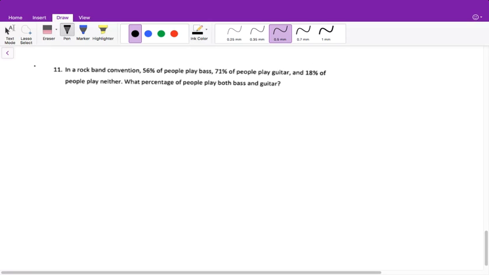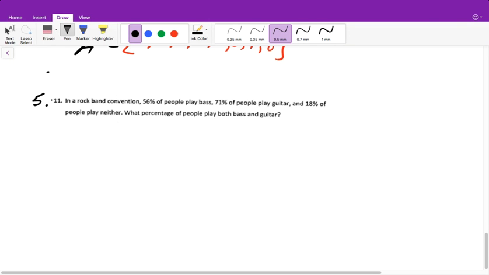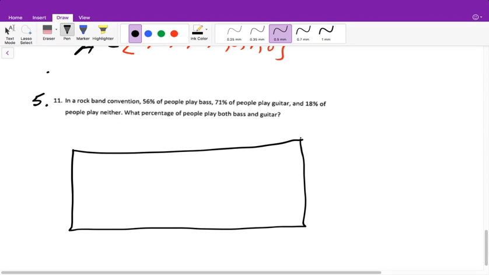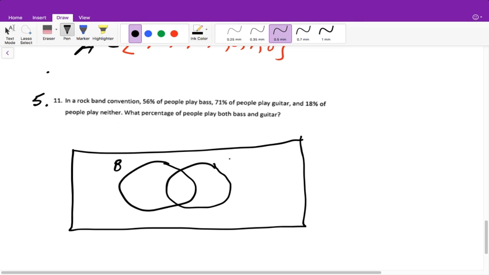All right, so this one is page 5, question 11. So the first thing you should do when you're getting these questions is you should draw your Venn diagram, right? And then we're going to draw our sets. So our sets that we're going to label is people that play the bass and people that play the guitar.